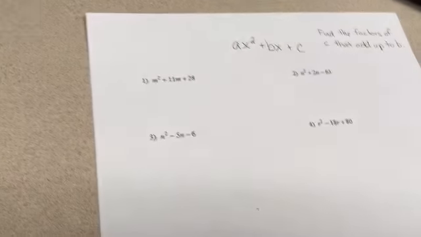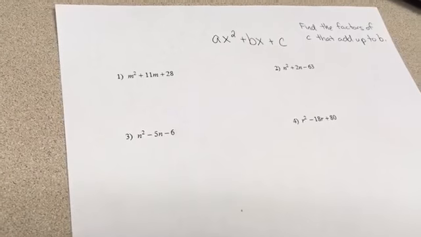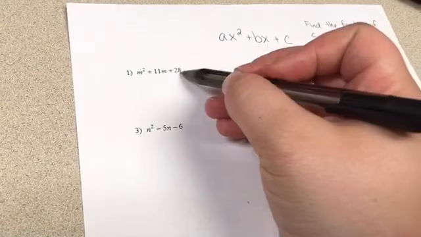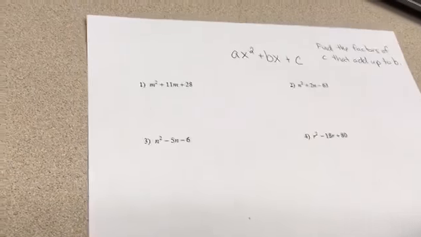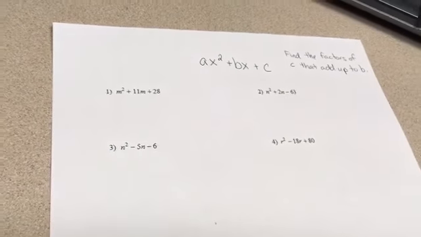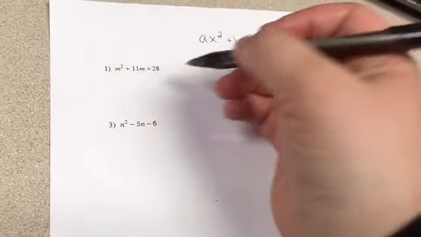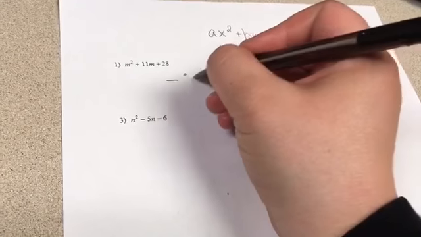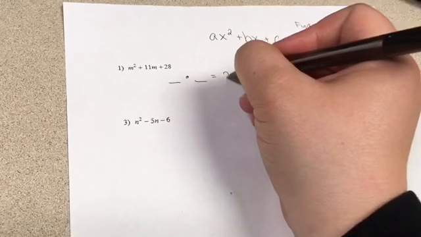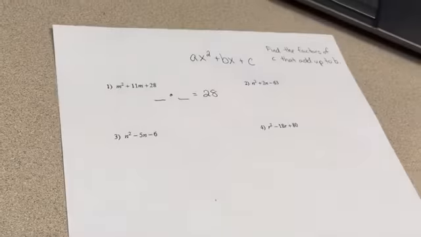Okay, so looking at number 1, what is our c? 28. And we're trying to find the factors of c. When I'm talking about factors of c, I'm talking about what times what will equal 28.